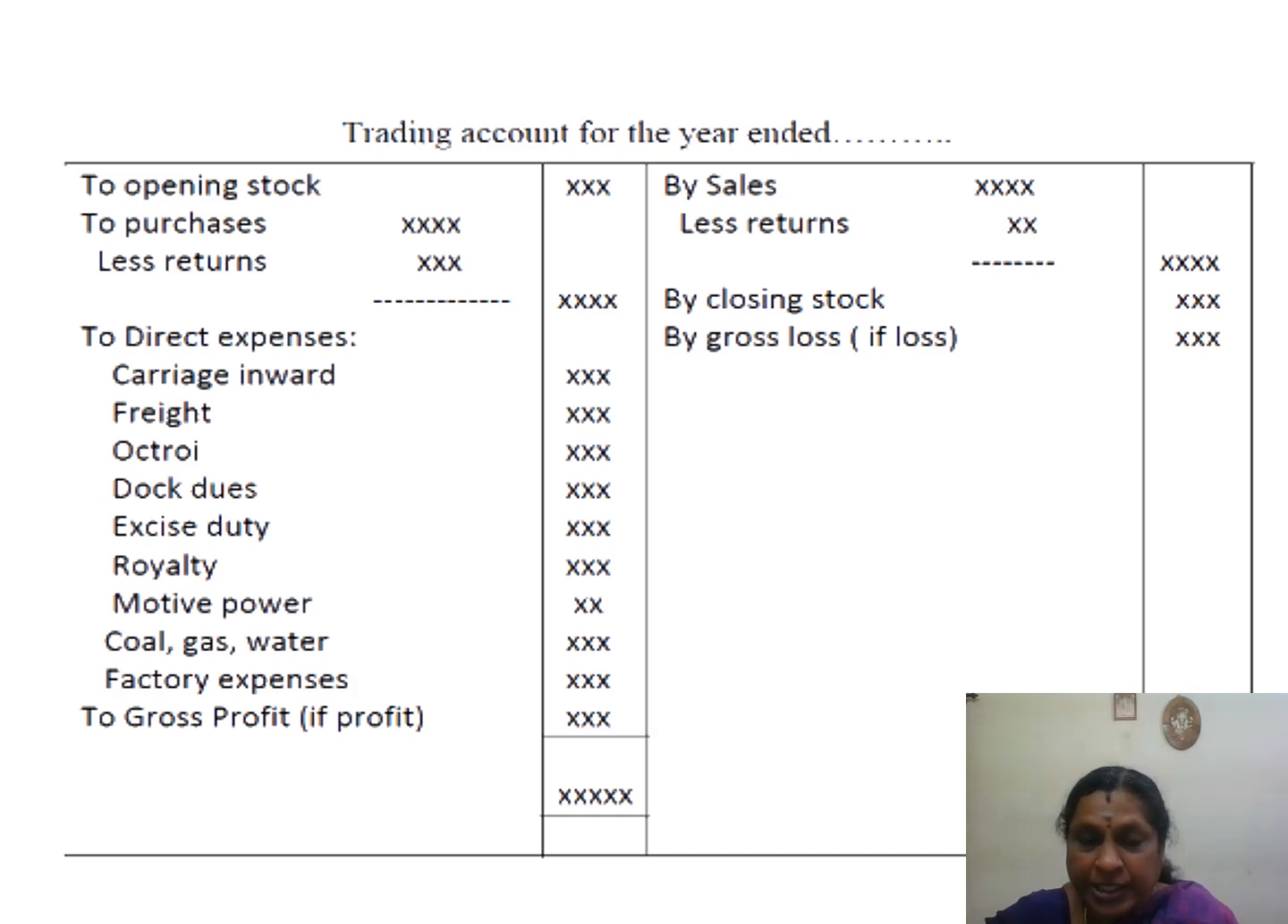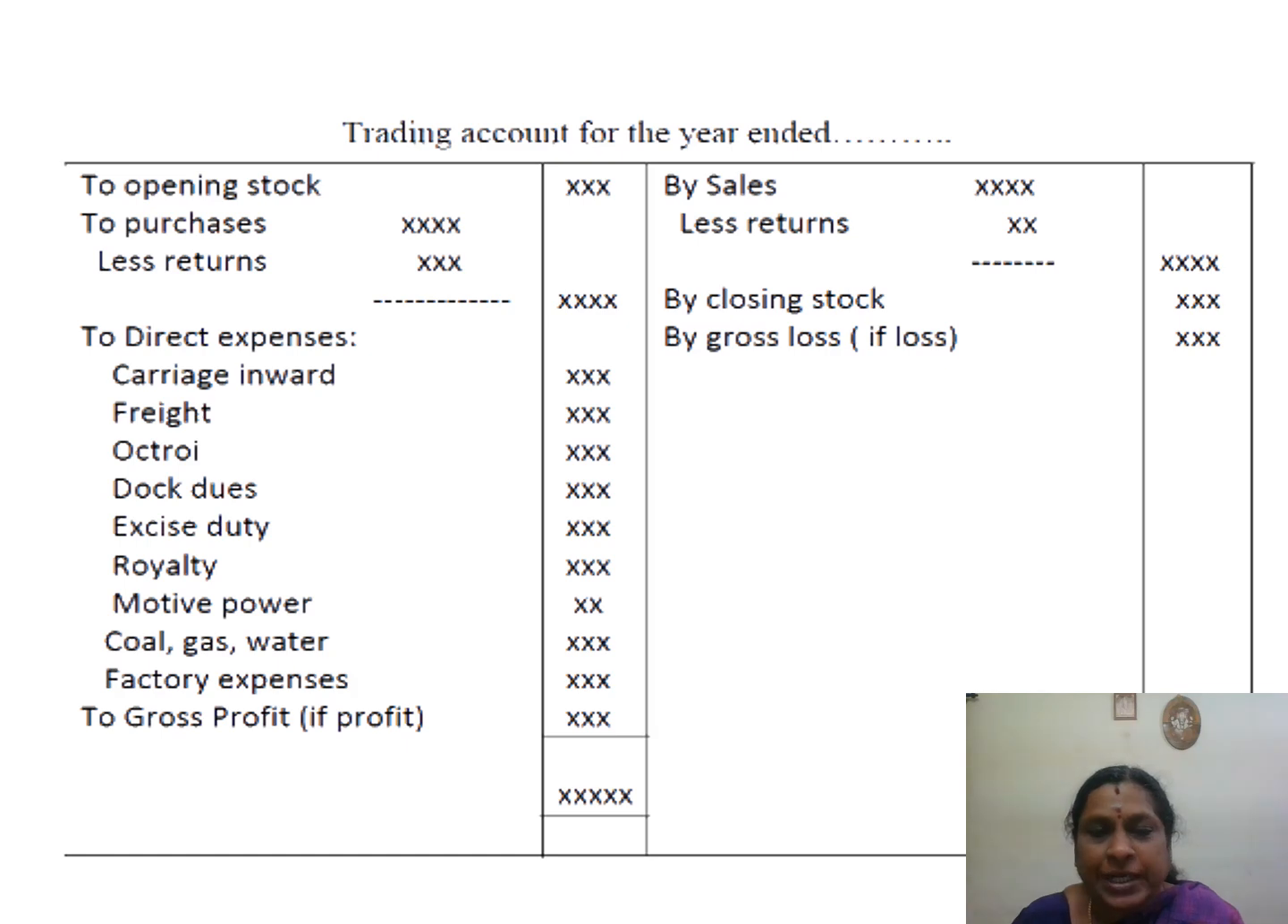So in that way, the trading account helps us find out either the gross profit or the gross loss. Now this gross profit will be transferred to the other side, the credit side, while preparing the profit and loss account. That is the second step in preparing the final accounts.